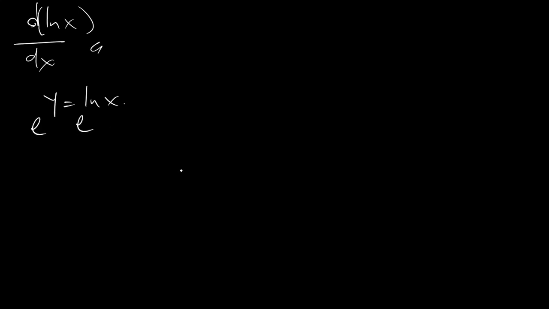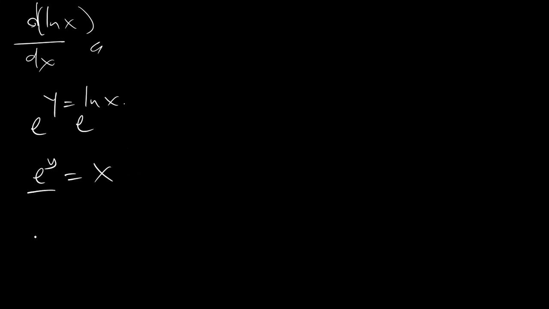But this derivative again, we can also do this using implicit form. Now let's say y is equal to ln x. Now you know that if you raise this expression to the power e, now here you will have e raised to the power y is the same thing as e raised to the power ln x, which is now x.